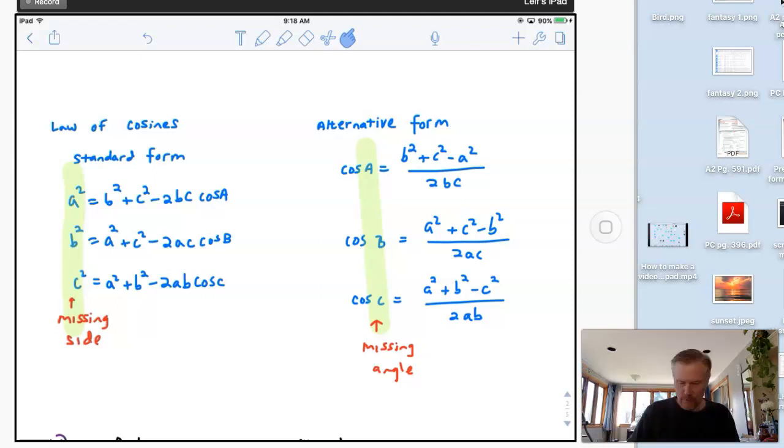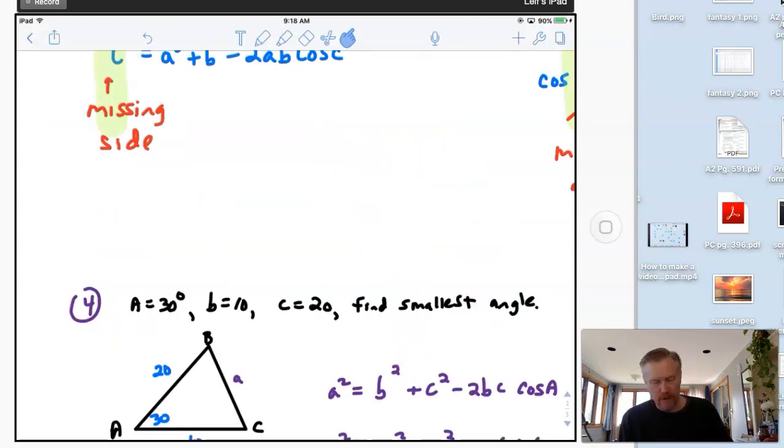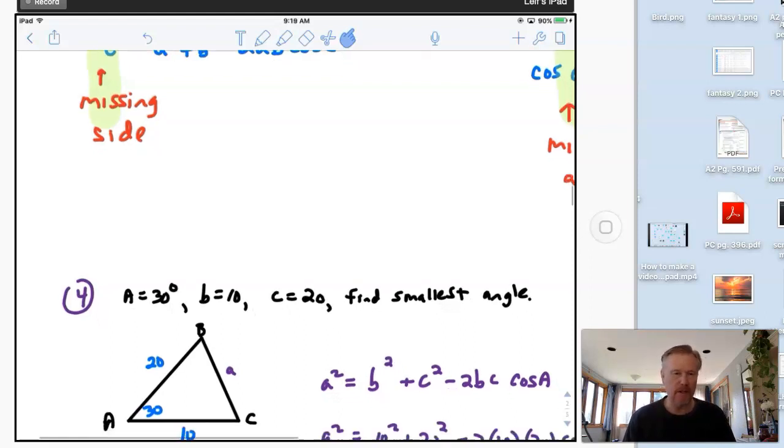So number 4. They give me this information. They say A is 30 degrees, B is 10, C is 20. Find the smallest angle. The first thing I always do is draw a diagram. I still find that to be incredibly helpful. So if you ever get stuck, please draw a diagram and go from there.